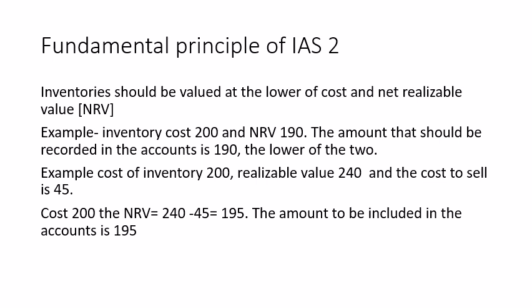Then example 2, cost of inventory is 200, realizable value is 240, and the cost to sell is 45. So what should be recorded in the books? What should be recorded in the books according to the fundamental principle? It should be 195. How do we get 195? The cost of the asset is 200. NRV is equal to 240 minus the cost of selling, which is 45. We get 195.